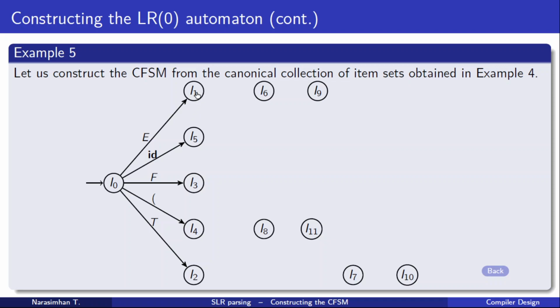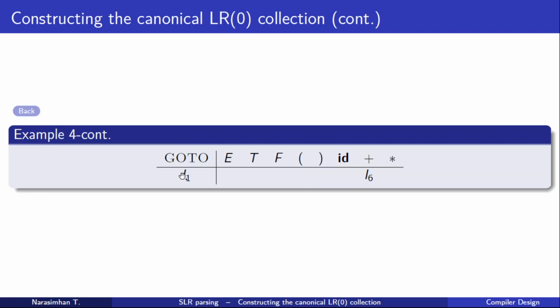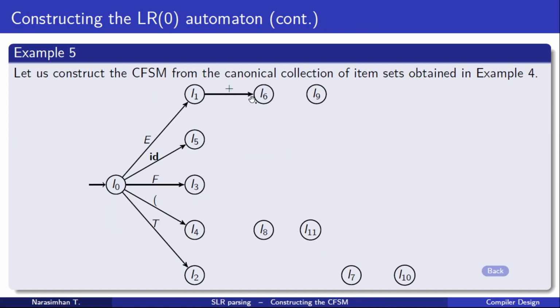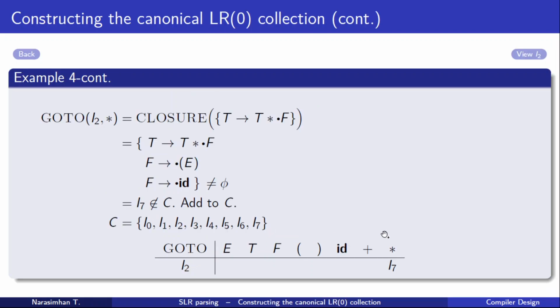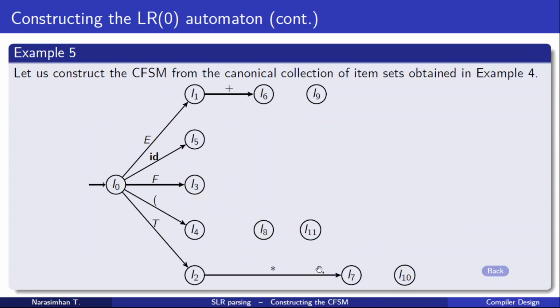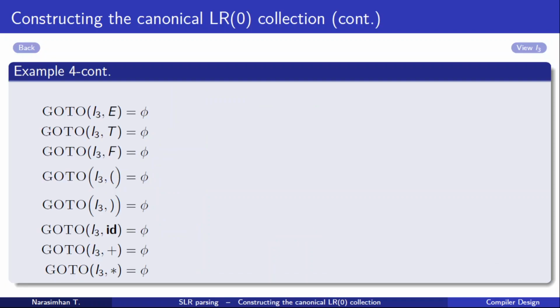Now let us move to I1. I1 on plus takes you to I6. You have only one transition for I1. Next, I2. I2 on star takes you to I7. You have only one transition. Now for I3, remember for I3 there were no sets that you got for goTo, so that means there will be no transition from I3.